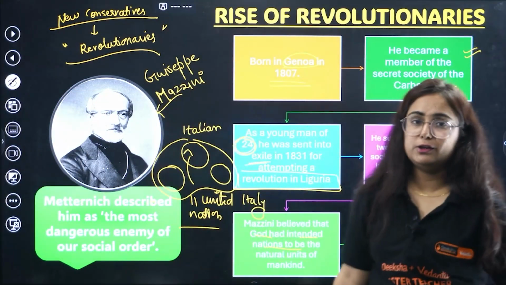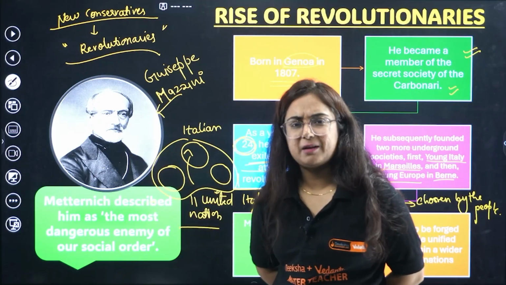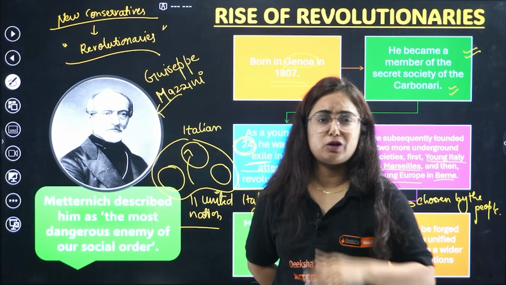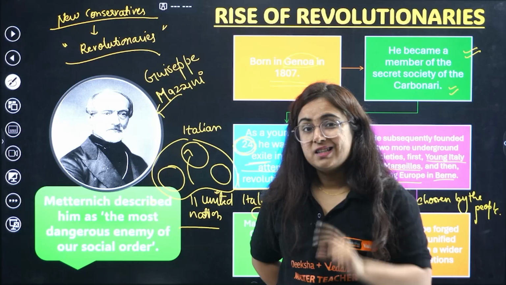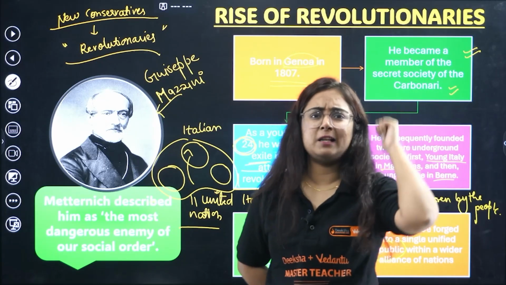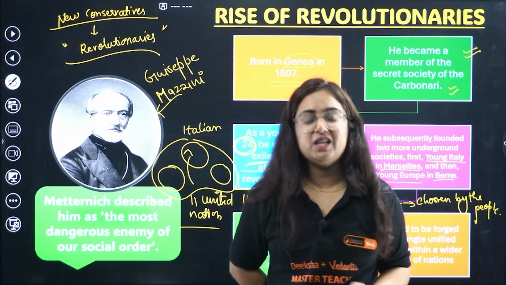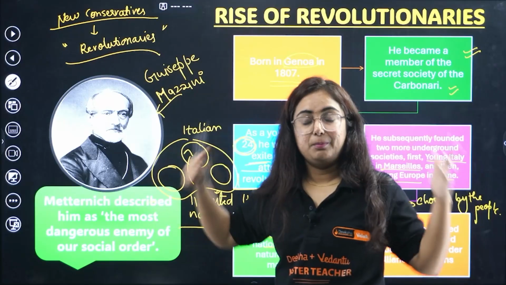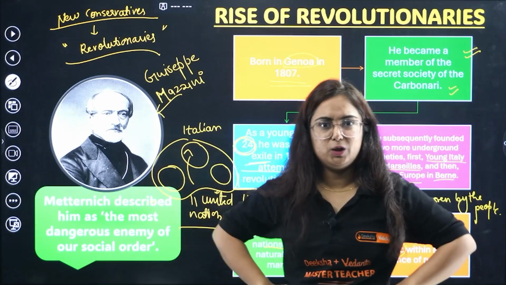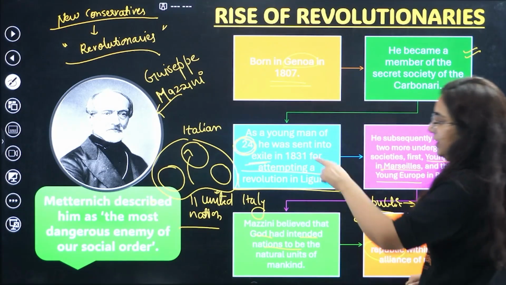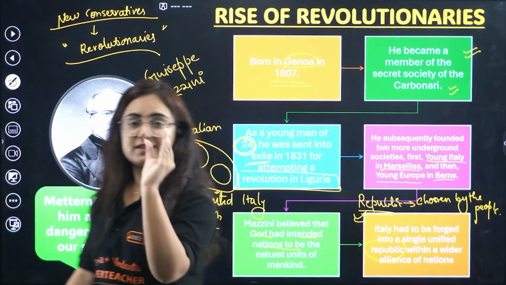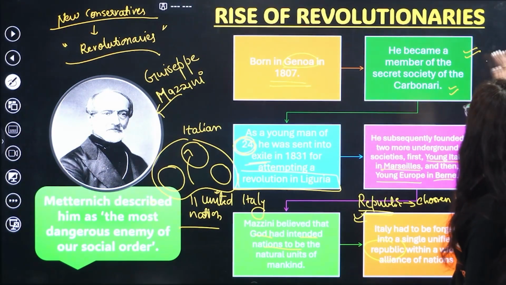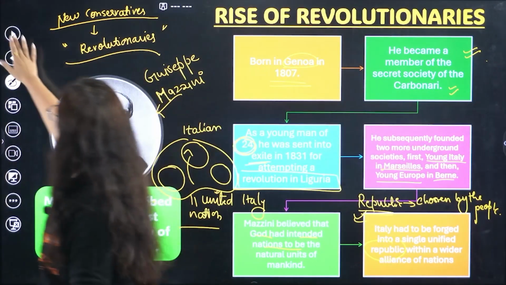He was doing a lot of revolution at that time, and Duke Metternich said about him: he is the most dangerous enemy of our social order. Which social order is he talking about? The old social order, in which they wanted monarchy, inequality and privileges, while Mazzini wanted a liberal republic state where the leader is chosen by the people, so that rights would eventually be given to the people. This is why Metternich proclaimed him the most dangerous enemy of the social order, and this is how we studied the first revolutionary in Europe, Giuseppe Mazzini. Get it, my dear students?